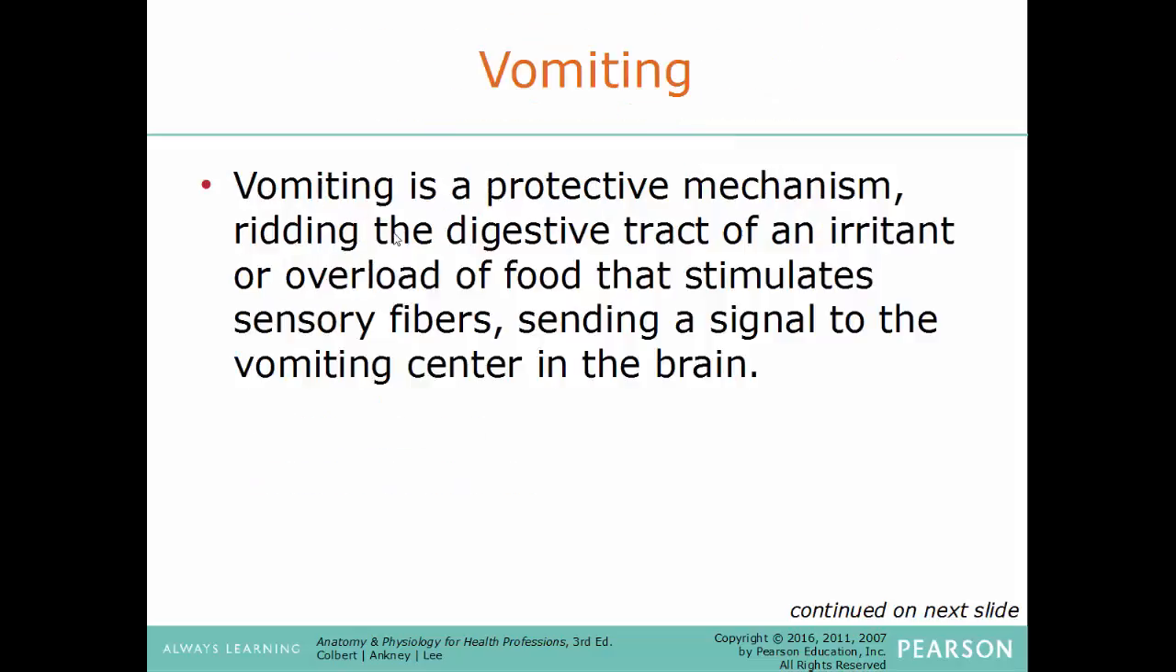This is a protective mechanism which will rid the digestive tract of an irritant or of an overload of food that stimulates sensory fibers, sending a signal to the vomiting center of the brain.